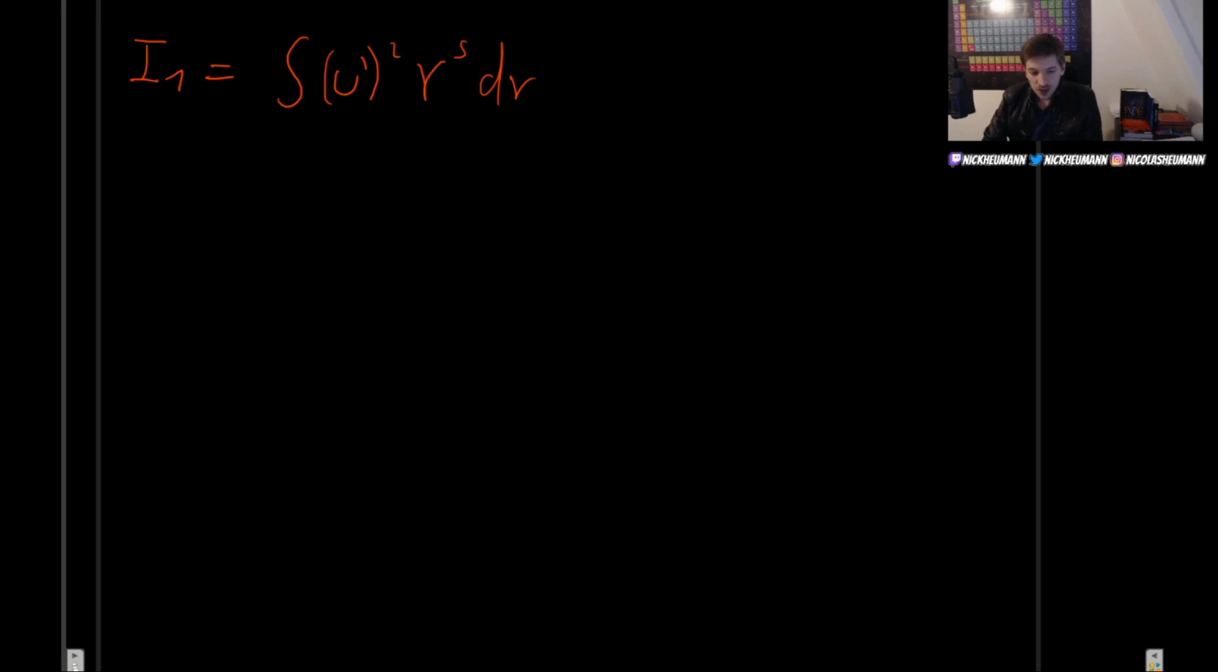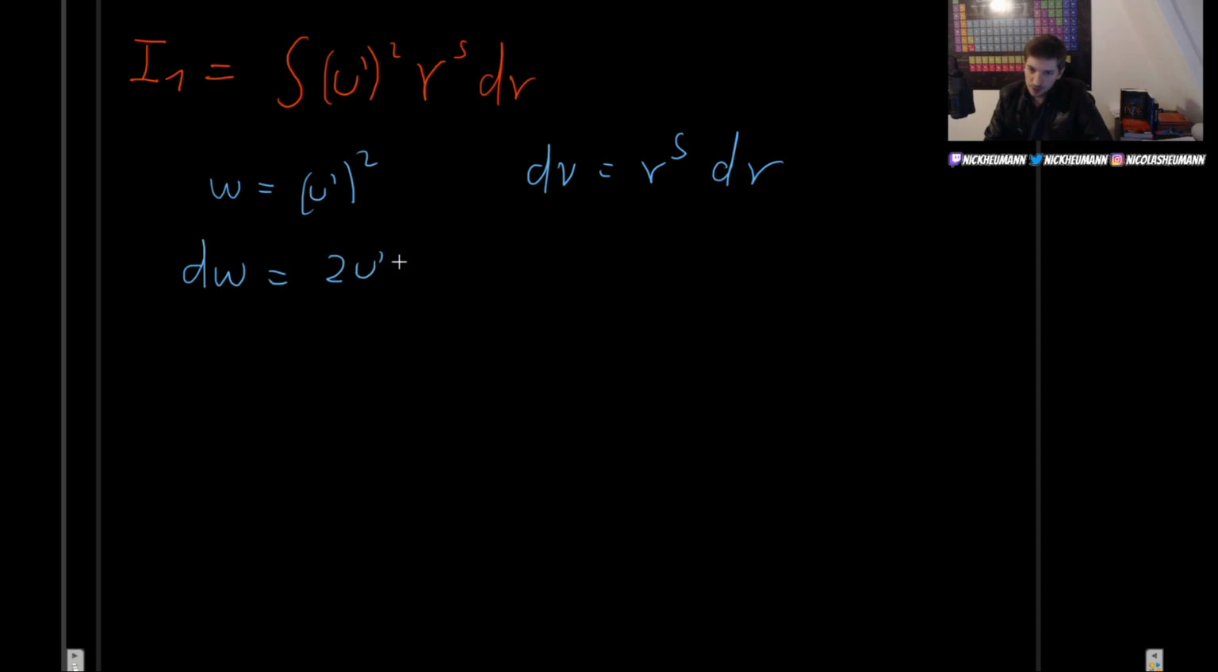So what we're going to do here is we're going to say, all right, W is going to be U prime squared, and dV is going to be R to the S dr. All right, so what's dW? It's going to be 2 U prime prime. And then we have V, which is going to be R to the S plus 1 divided by S plus 1. Okay, so what's the integral this time?